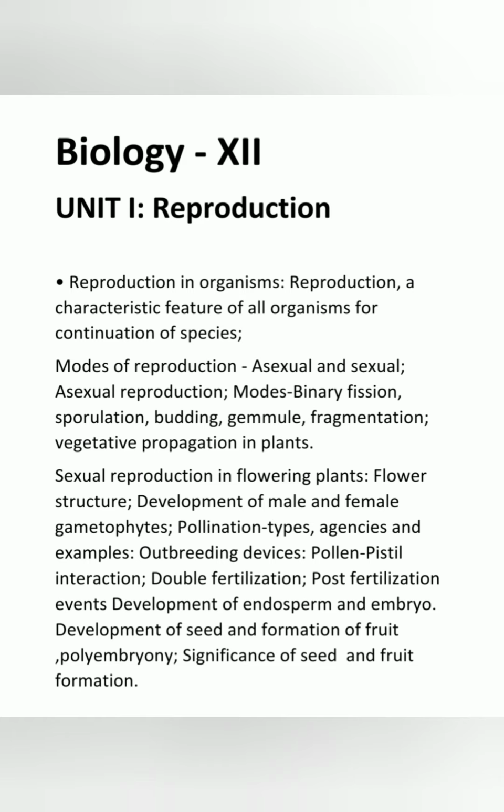Sexual reproduction in flowering plants include flower structure, development of male and female gametophytes, pollination, its types, agents, and example of outbreeding device, pollen pistil interaction, double fertilization. Post fertilization events include development of endosperm and embryo, development of seed, and formation of fruit. Polyembryony, significance of seed and fruit formation.